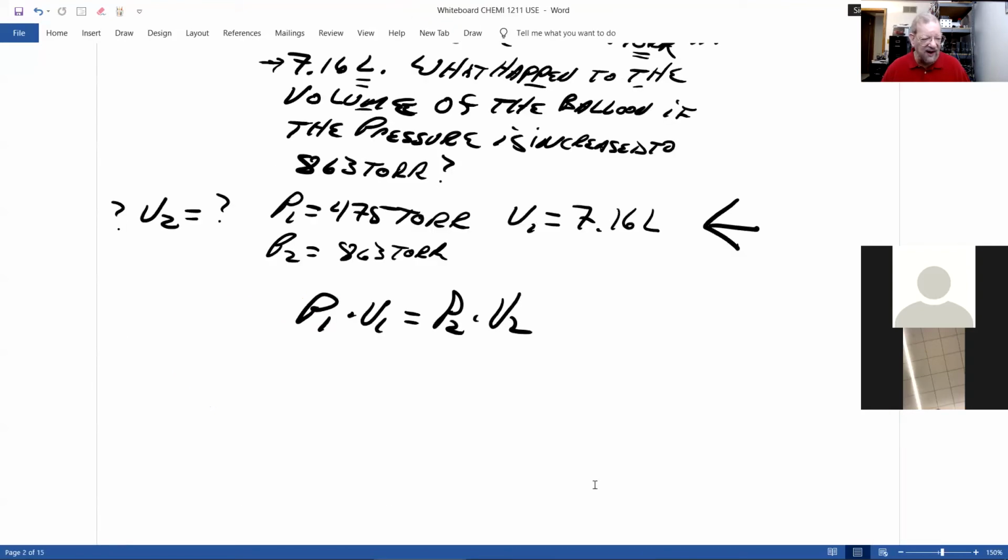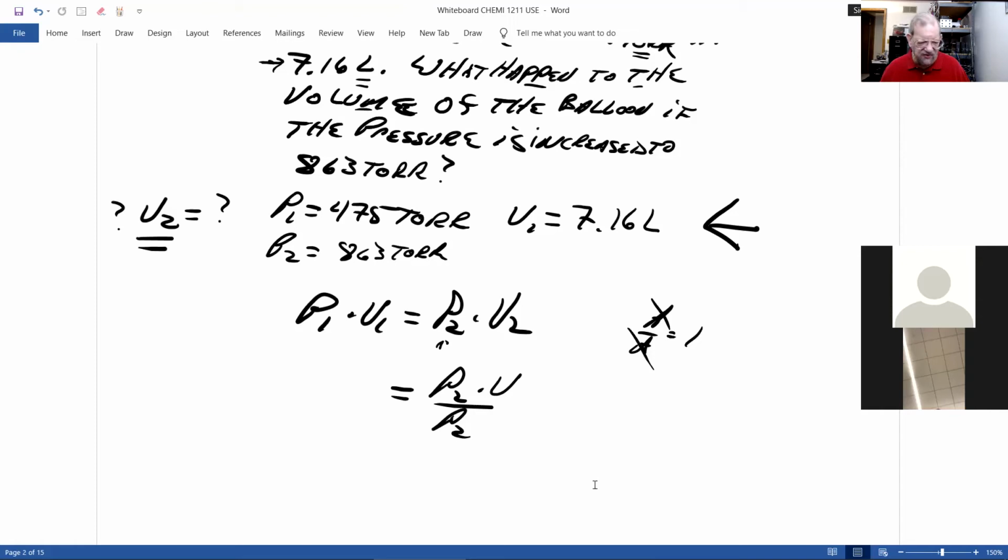So what are we trying to solve for? V2. We want it alone on one side. Oh no, look, P2 is there. How do we get rid of it? Well, anything divided by itself becomes the number 1. Remember, anything divided by itself equals 1 is gone.